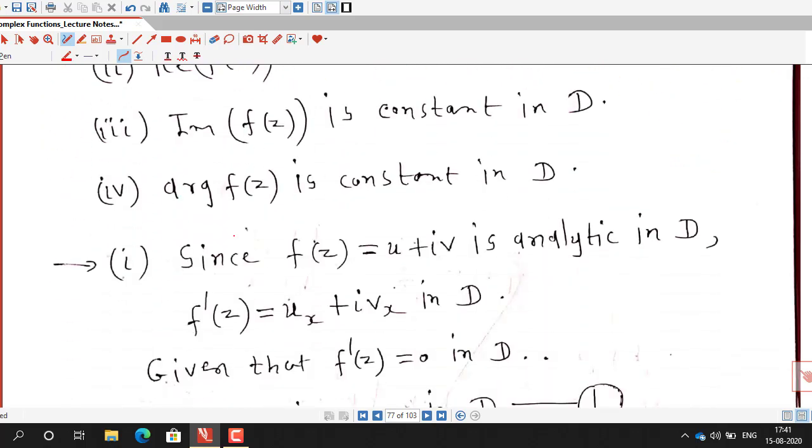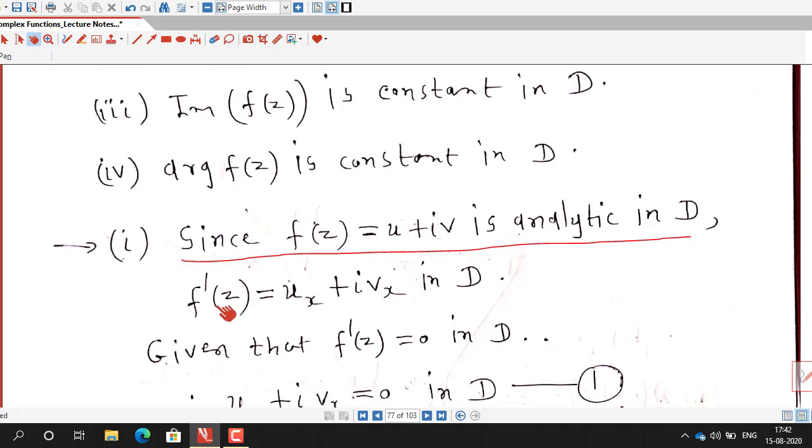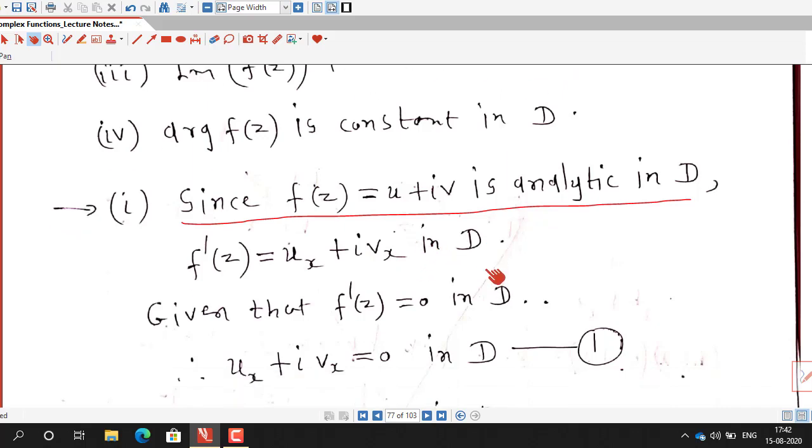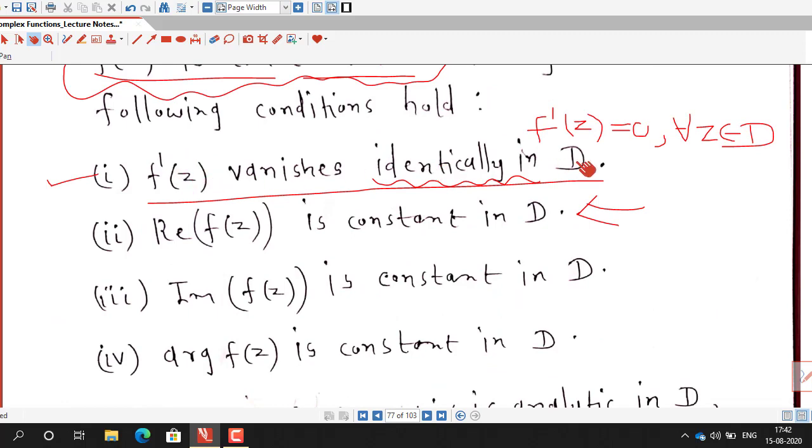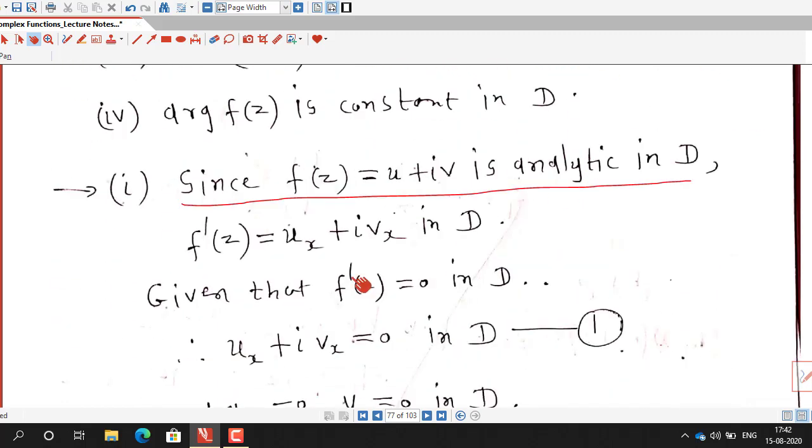So we use this condition. It is given that f of z is analytic in a domain D. So because f of z is analytic in a domain D, f of z is differentiable in a domain D, and if function is differentiable, we know this formula for finding out its derivative. So therefore f dash z is del u by del x plus i into del v by del x at every point in a domain D. Also we are given that f dash z vanishes identically in D. That means f dash z equal to 0 in D.